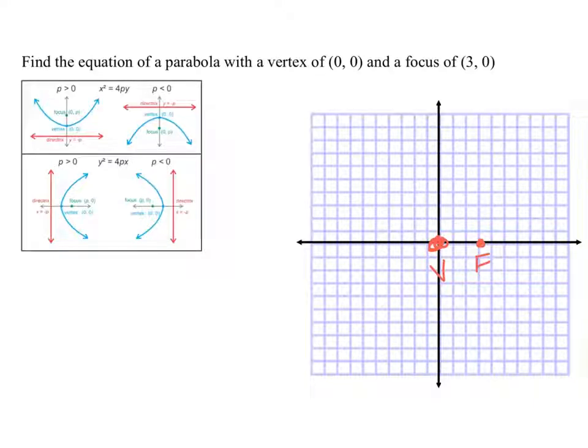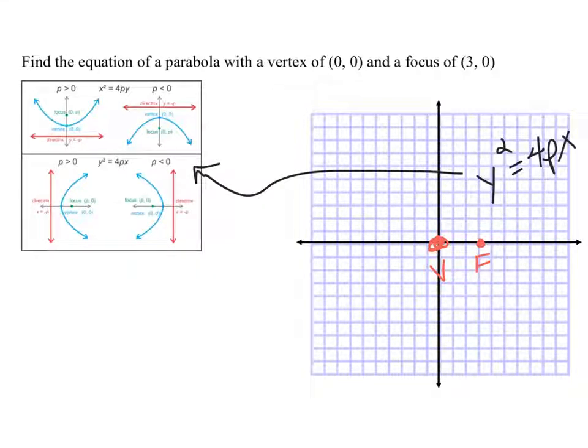Now, I want you to see that since I know the focus is to the right of the vertex, I know this parabola is opening this way. So I'm just going to make this note over here. It is y squared equals 4px. It is one of these because it's opening sideways.